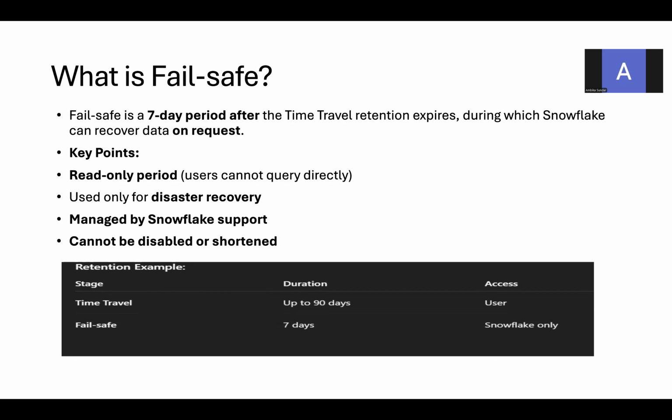Read-only period. Users cannot query the data directly. It is used only for disaster recovery. It is managed by Snowflake support. It cannot be disabled or shortened. We cannot handle it directly. So retention examples are: time travel up to 90 days, which is accessible by the user. Fail-safe is only for 7 days, and that is accessed only by Snowflake.